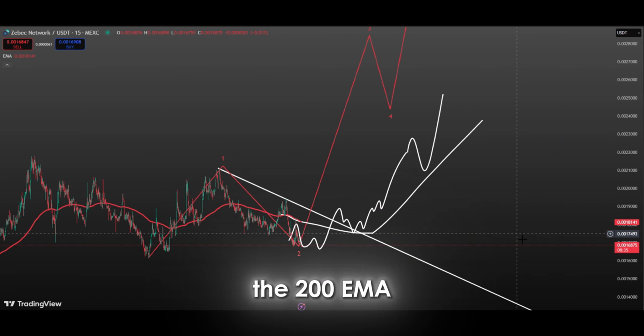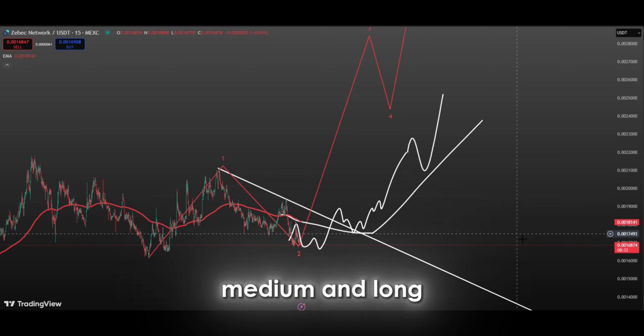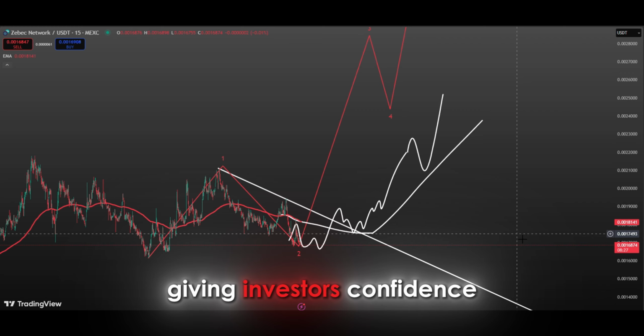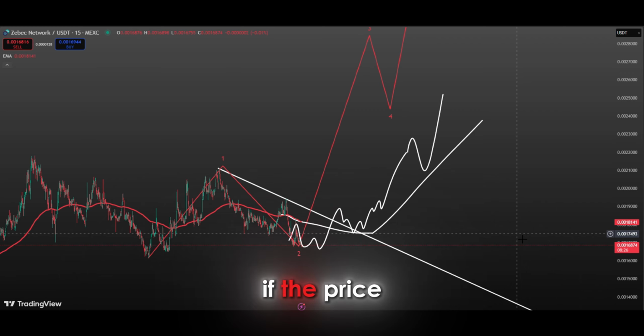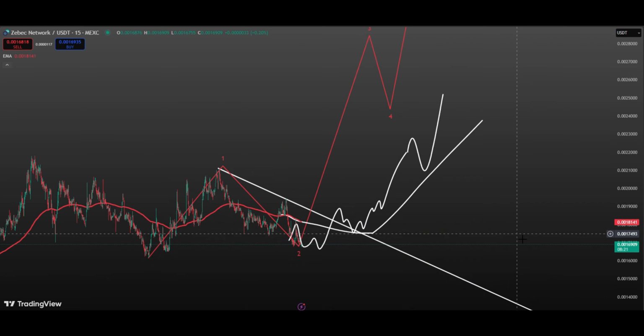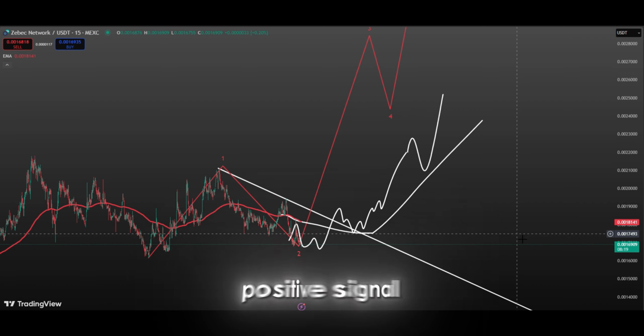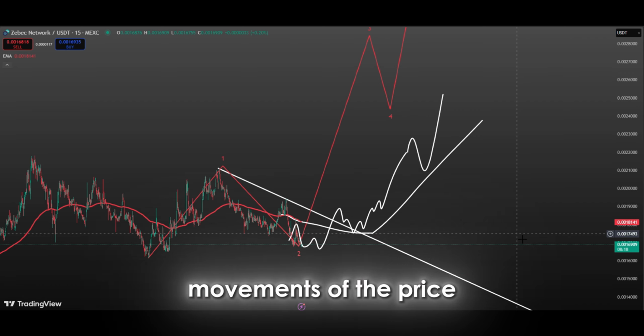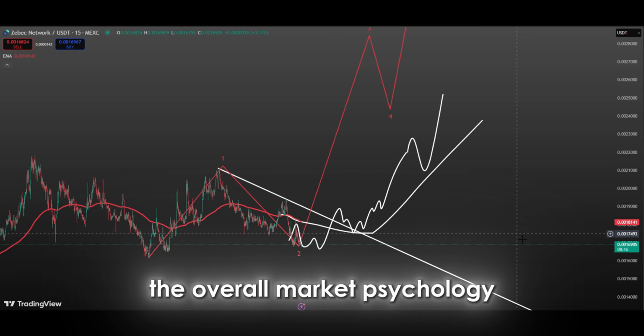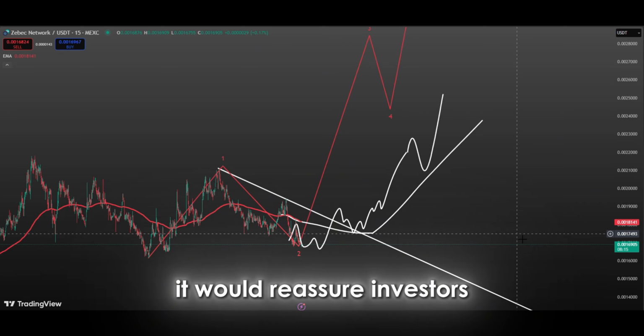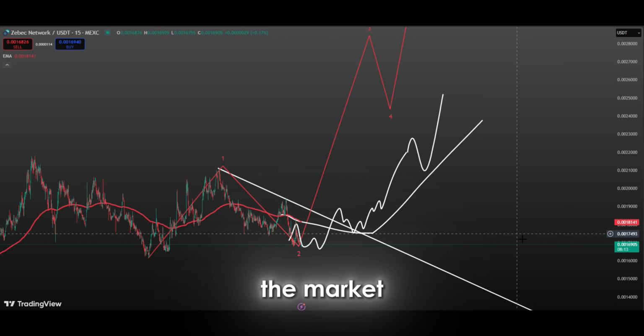Price settling above the 200 EMA makes sense not only for short-term investors, but also for medium and long-term investors. This is because this level has worked as strong resistance or support many times in the past, giving investors confidence in the direction. If the price breaks this level on strong volume and starts to close above it on a daily basis, it would be a very important technical breakout. Such a scenario would be a positive signal not only for the short-term movements of the price, but also for the overall market psychology. In other words, it would reassure investors and lead them to re-engage in the market.